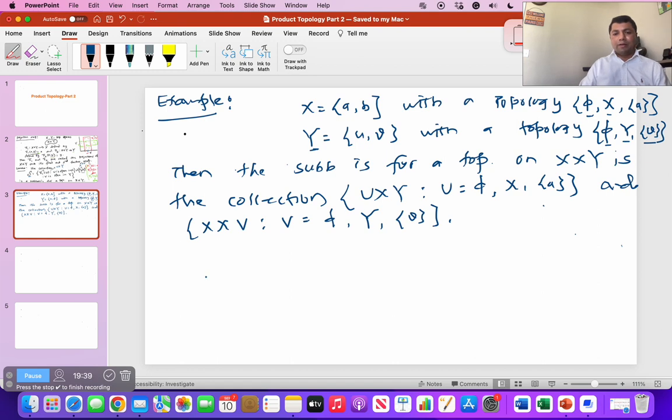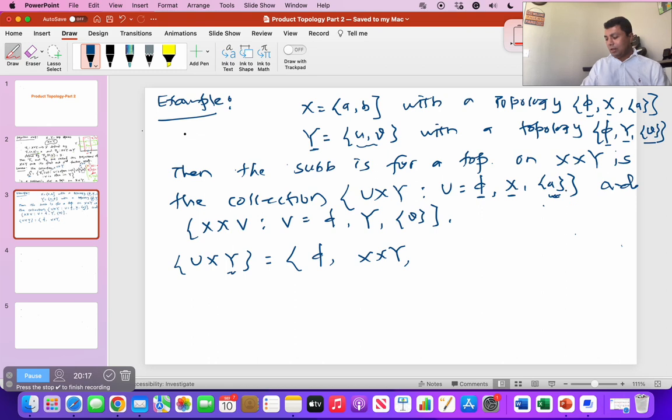Let's find the first collection, which is U cross Y. You take the Cartesian product of the empty set with Y. If you take the Cartesian product of the empty set with Y, that's going to be the empty set. Then you take the Cartesian product of X with Y, and then you take the Cartesian product of this singleton set {A} with Y. Y has those two elements.